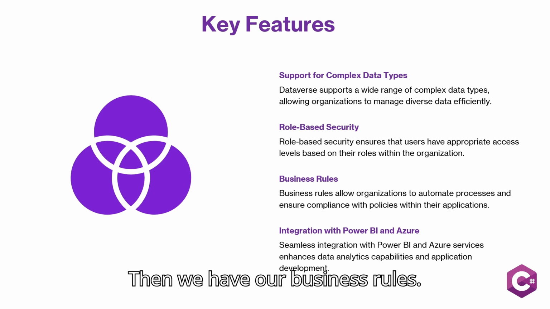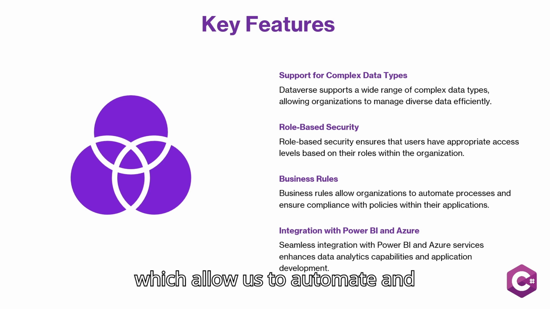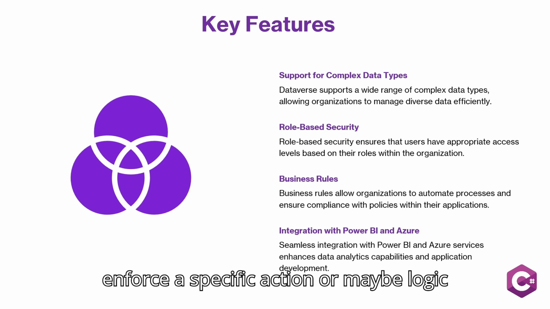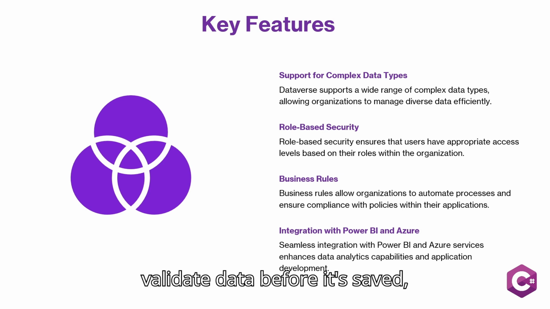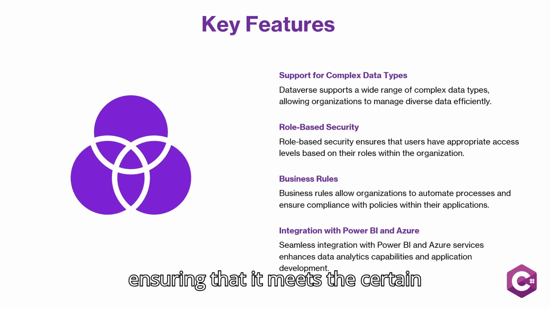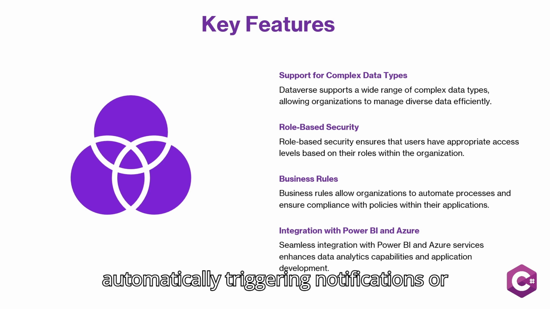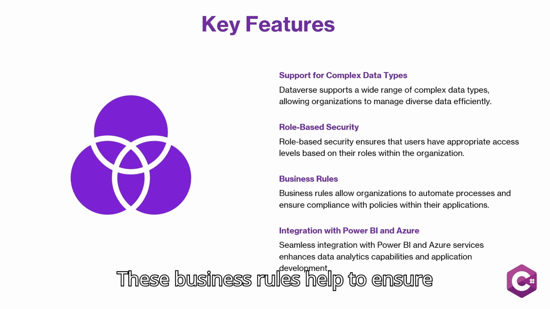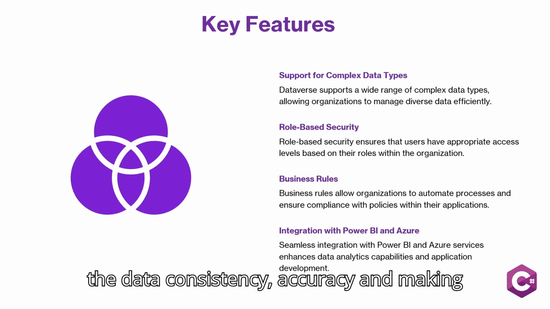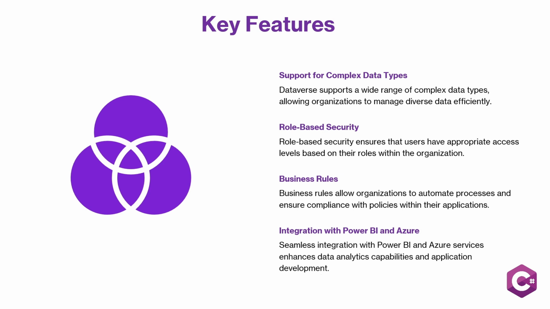Then we have business rules. Dataverse also supports business rules, which allow us to automate and enforce specific actions or logic within our data set. For example, we can create rules that automatically validate data before it's saved, ensuring that it meets certain standards or formats. We could also set rules for automatically triggering notifications or workflows based on certain conditions. These business rules help to ensure data consistency and accuracy, making it easier to maintain high-quality data across our organization.